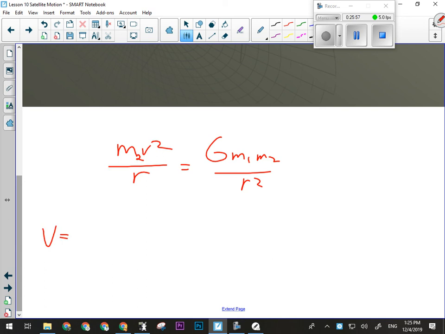Right, then we have to do this. We've done this actually before. We talked about it earlier in the unit. Remember that v equals 2 pi r over t? Yeah. Can I substitute that in for v, as long as I do what to all of it?